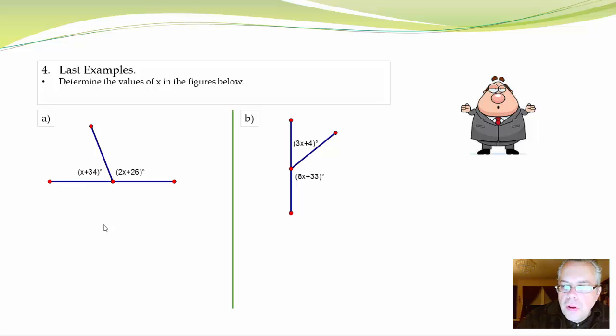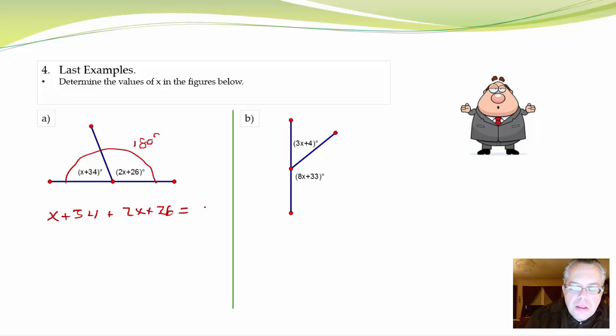Okay, so in this sort of problem, we have two angles marked with algebraic expressions. We've got to use our fact that they add to 180. The total measurement here is 180 because they form a straight angle. So we just add them, set them equal to 180. x plus 34 plus 2x plus 26 equals 180. So we combine like terms. x plus 2x is 3x. 34 plus 26 is 60, equals 180 degrees.